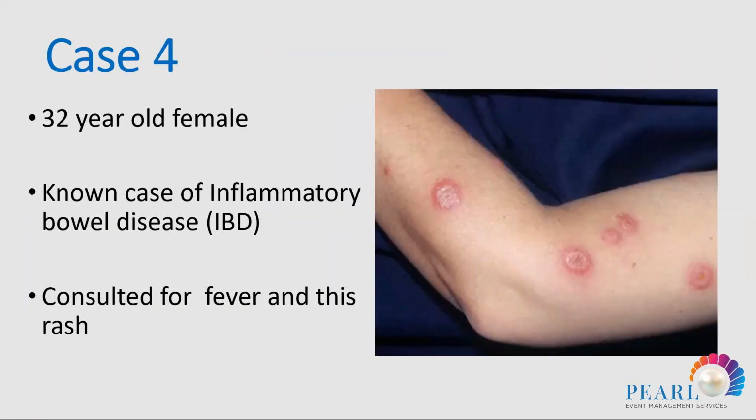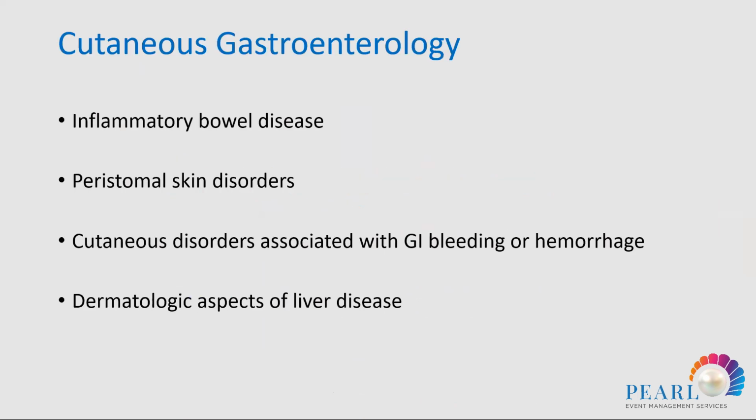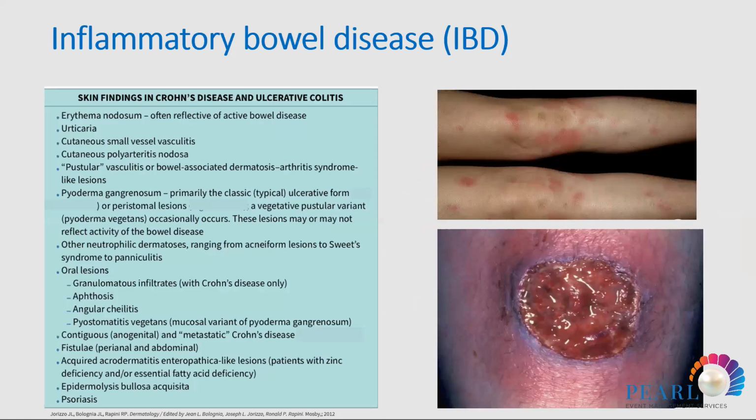And the next category, this is a 32-year-old female, known case of inflammatory bowel disease, who was consulted for fever and this rash. Yes, so this is Sweet syndrome. And this is the next category, which is cutaneous gastroenterology. We're just going to be talking briefly about the cutaneous disorders of inflammatory bowel disease, peristomal skin disorders, cutaneous disorders associated with GI bleeding, and the dermatological aspects of liver disease.